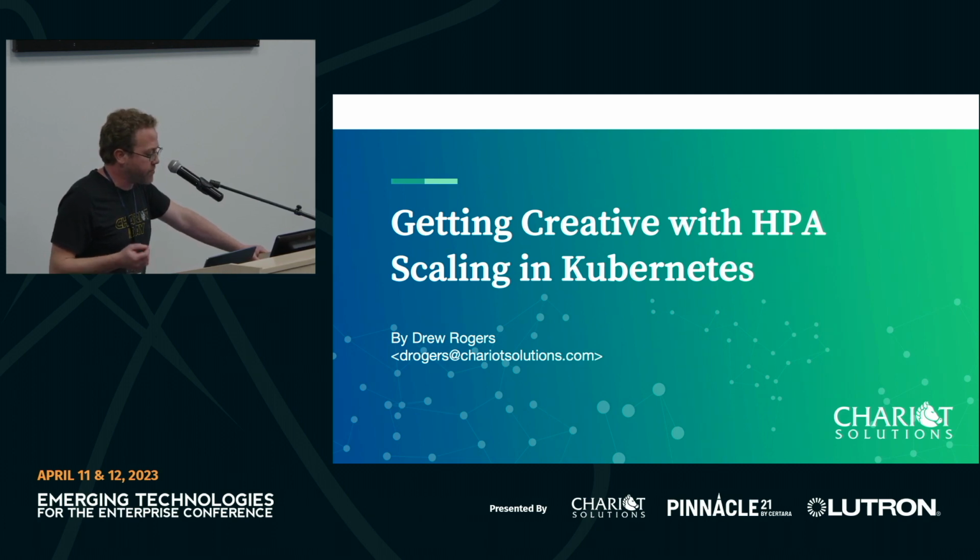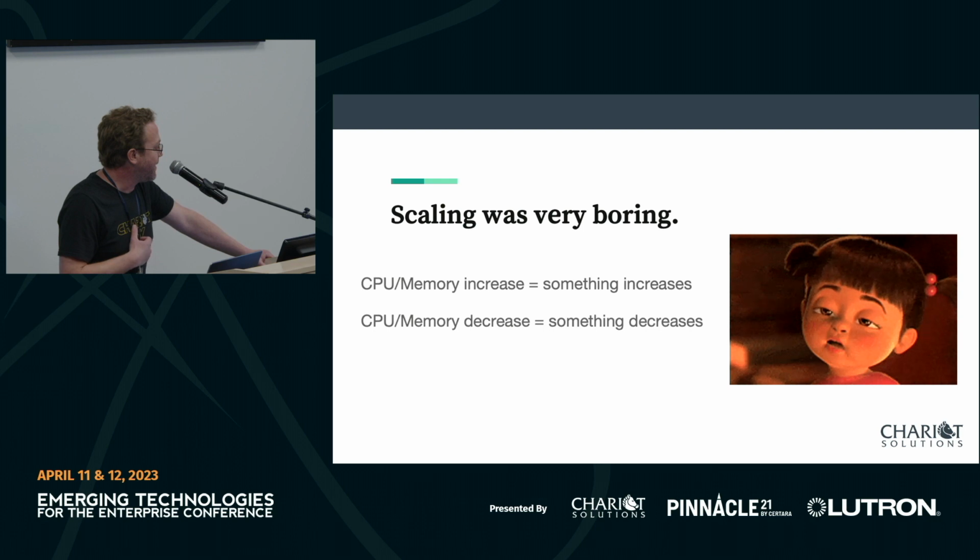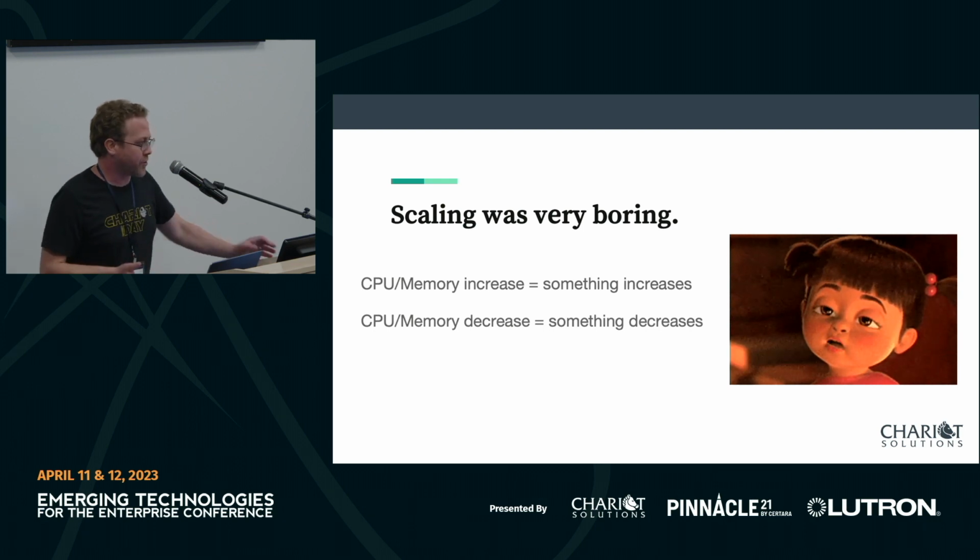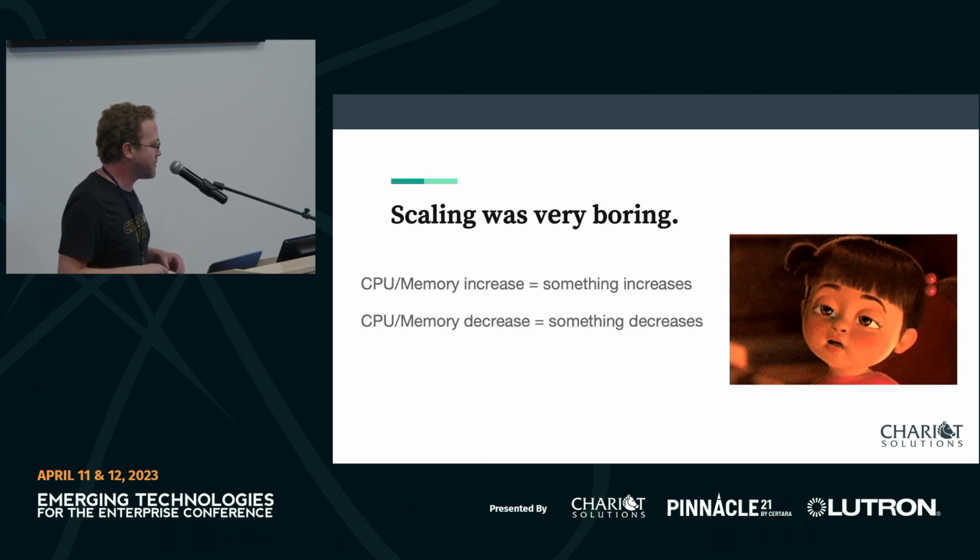So today I'm talking about scaling in Kubernetes. And I use the phrase getting creative, and kind of like, why do I use that phrase? It's because scaling is kind of boring. It's CPU and memory increases, something increases, CPU memory decreases, and then something decreases. And that's been pretty much it for the past 15, 20 years.